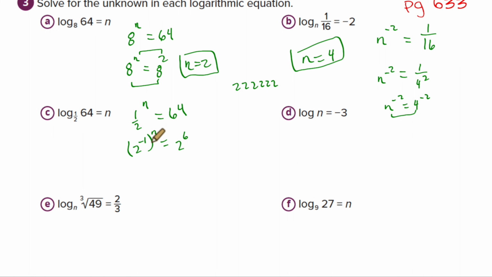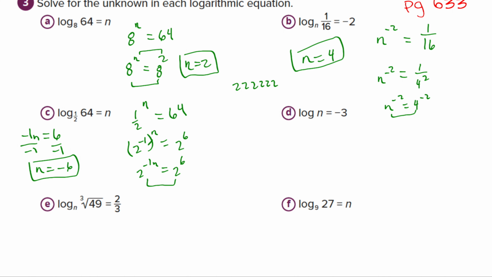So using my exponent rules, 2 to the negative 1 times n has to equal 2 to the 6th. The bases are the same, so now I know the exponents have to be the same. Negative 1n has to equal 6. And if I divide by negative 1, I get n equals negative 6. That is fun. That's a little tricky.